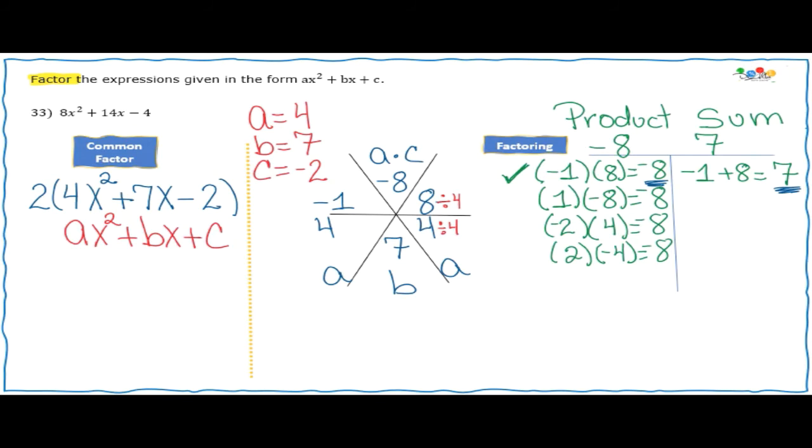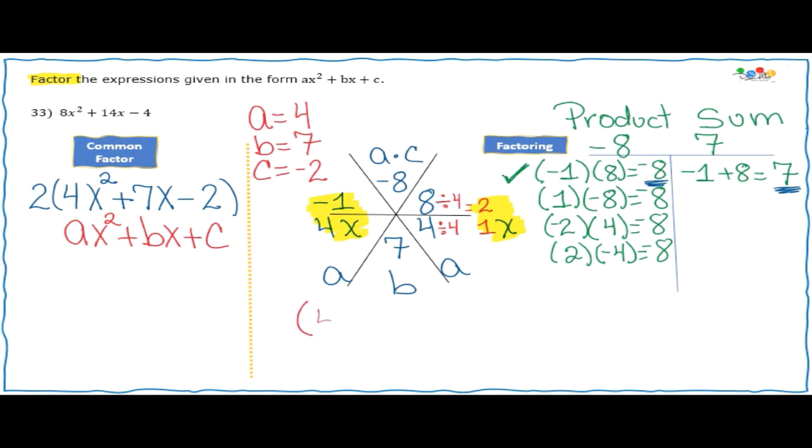8 divided by 4, what do I get? 2. And 4 divided by 4, what do I get? A 1. And if you remember now, these are the ones who carry the x. So let's highlight my answers. Notice how I am not going to highlight the left. I'm going to highlight the right because that's actually my factors. Okay? So let's write down my factors here on the bottom.